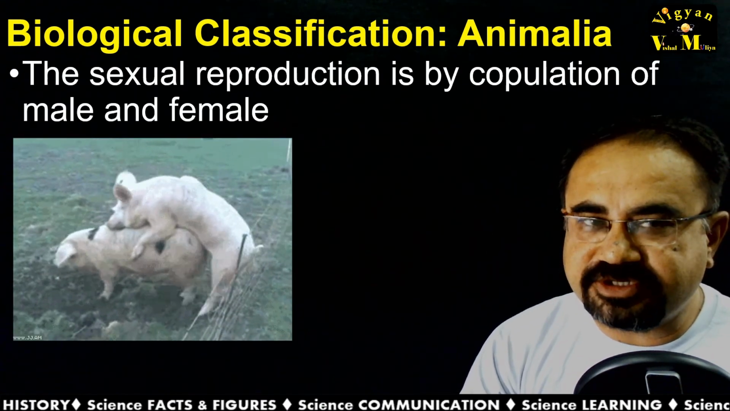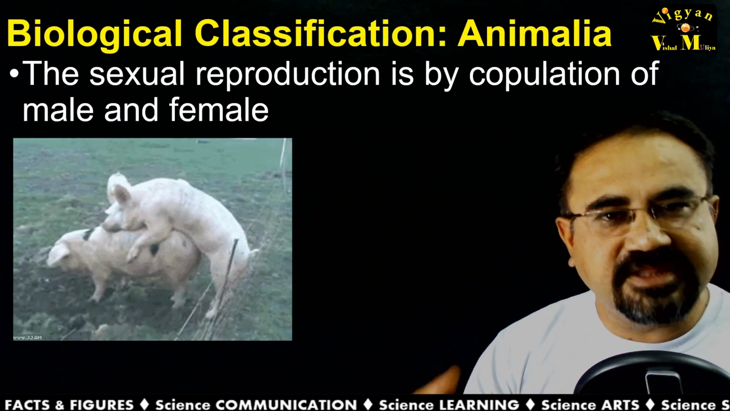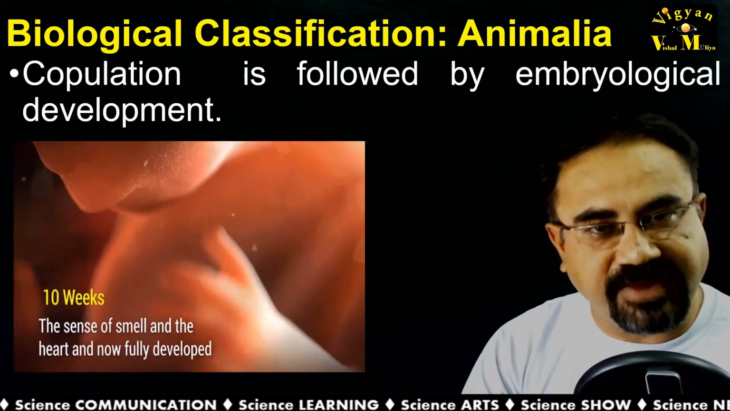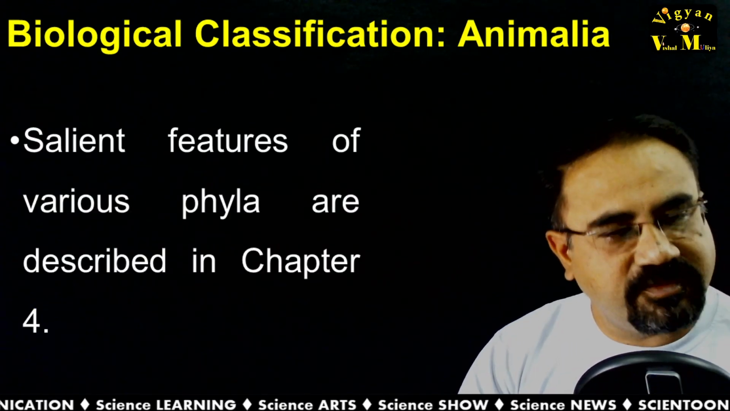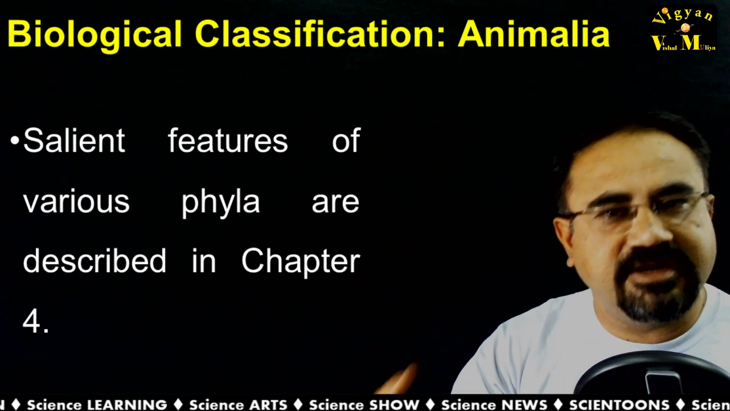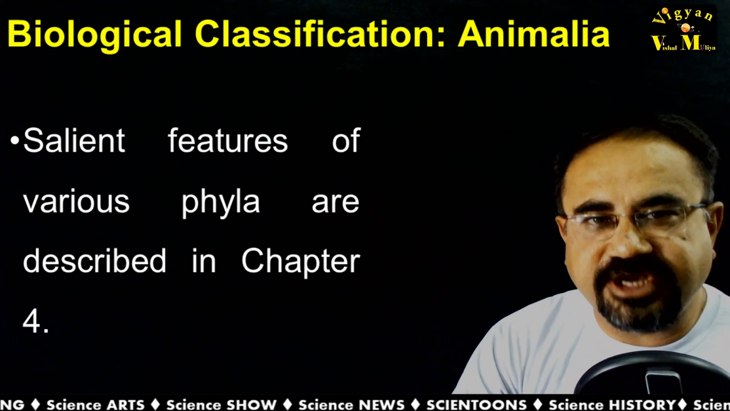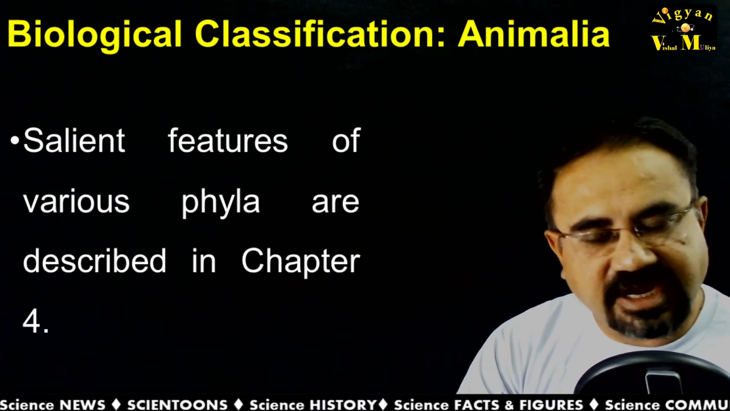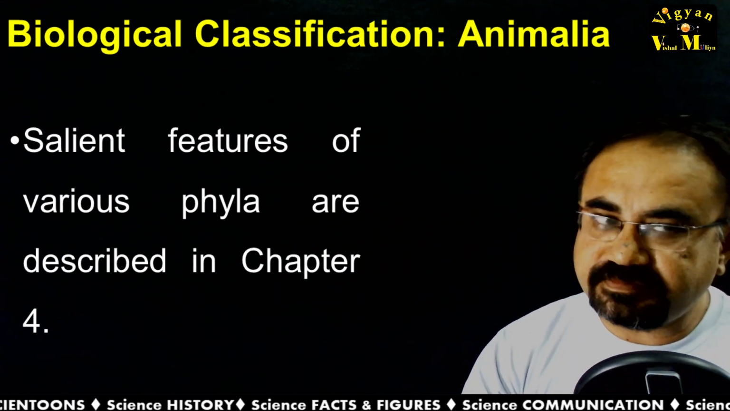The sexual reproduction is thereby copulation of male and female, and this copulation is followed by embryological development. The salient features of various phyla are described in detail in chapter 4, and we are going to study them very much in detail when we go through chapter 4, that is classification of animal kingdom.